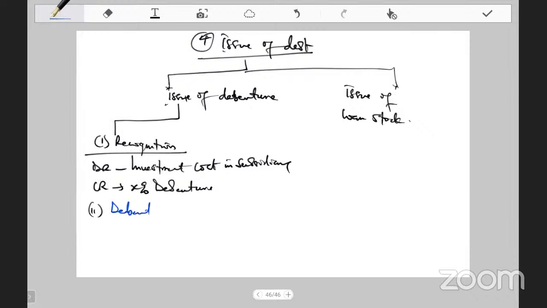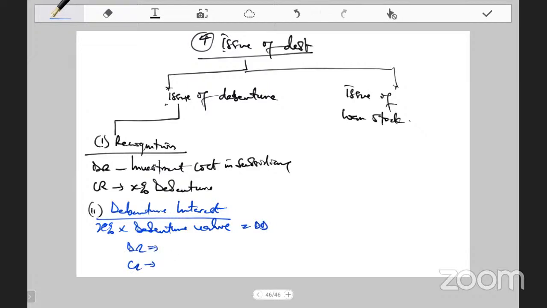That is it. Then you have number 2, because for every debt, there's always an associated cost. So if there's any debenture interest, you must account for the debenture interest. So that will be the interest times the debenture value. And when you get that value, it will now be accounted for as follows. Issue of debenture, recognize the value: debit the investment cost in subsidiary, then credit the X percentage of debenture account. This one will be inside your non-current liability. Are you there now?